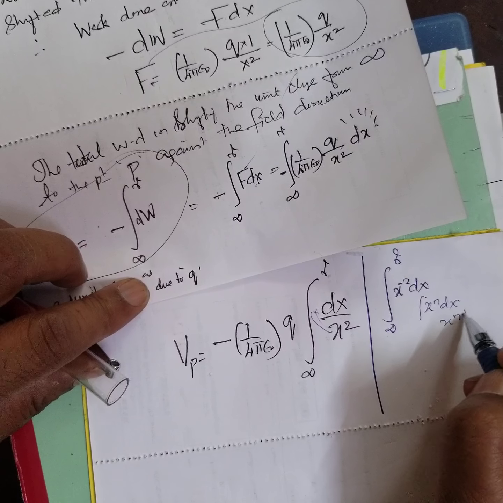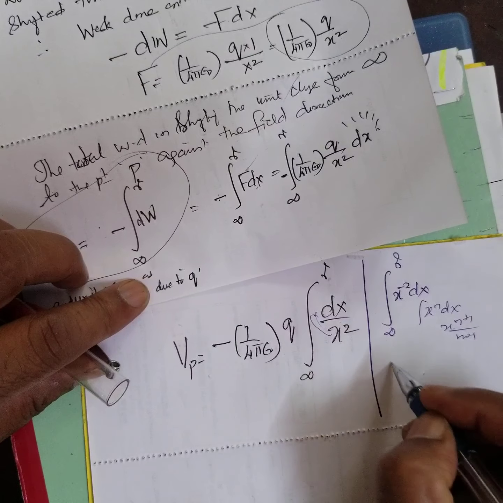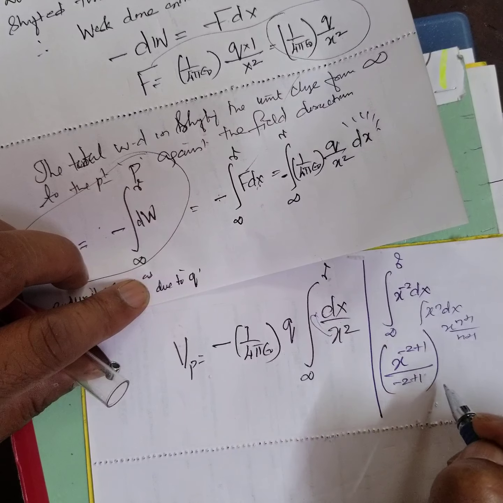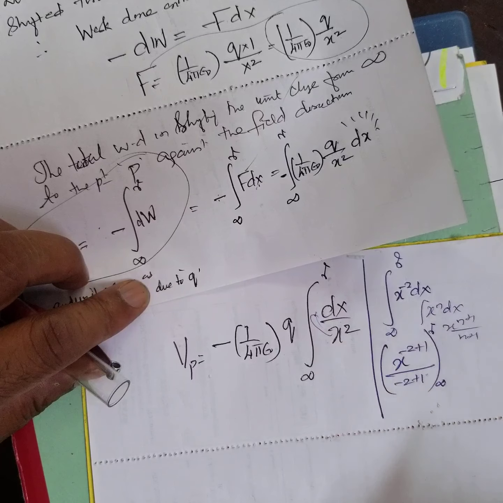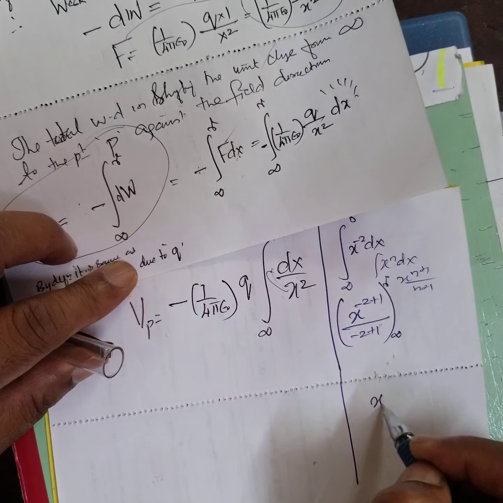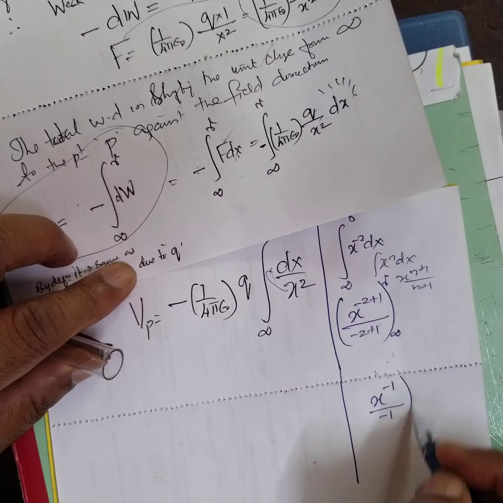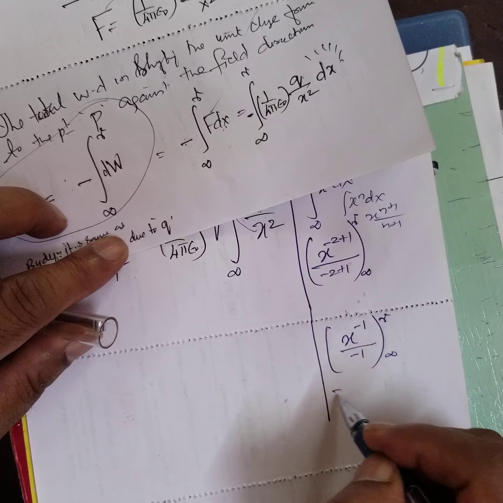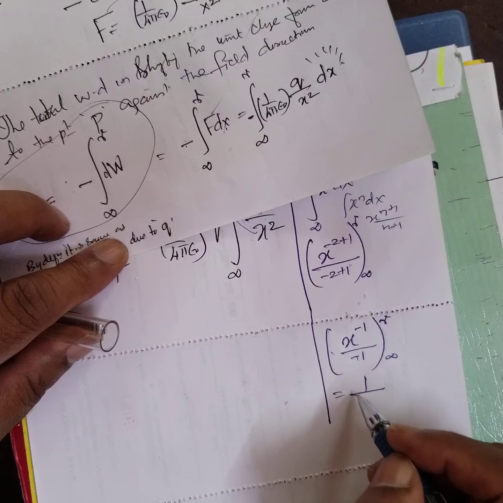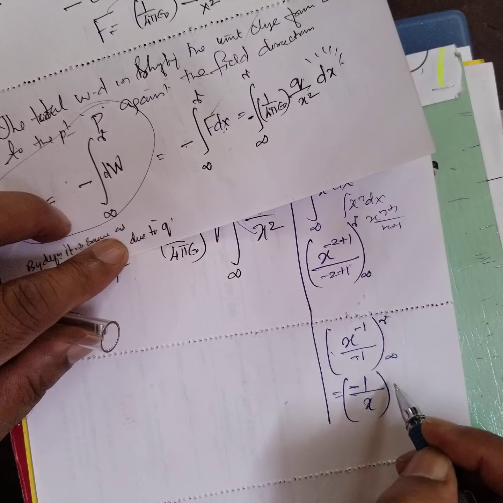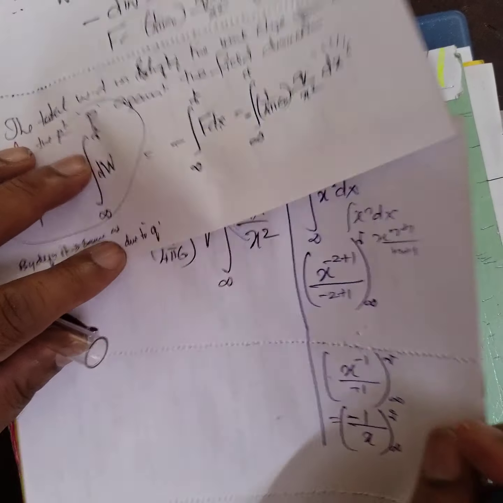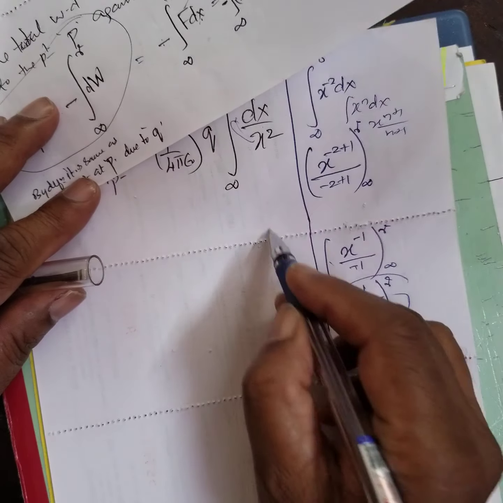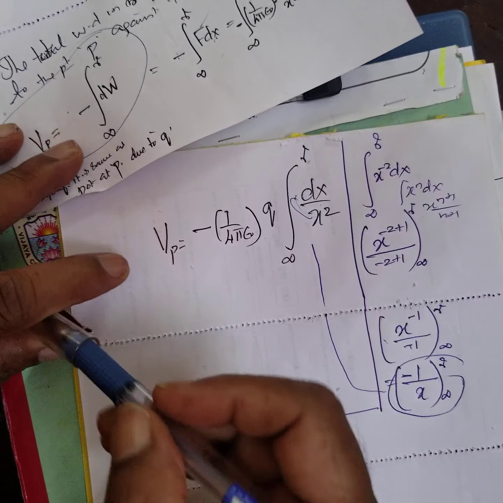The integration of x to the power of n dx is x to the power of n plus 1 by n plus 1. That formula you know. That is x to the power of minus 2 plus 1 by minus 2 plus 1, from infinity to the point R. Therefore, x to the power of minus 1 by minus 1, between R and infinity. That is equal to 1 by x, which goes to zero at infinity. This I am substituting here.